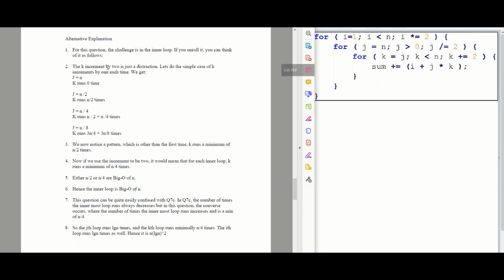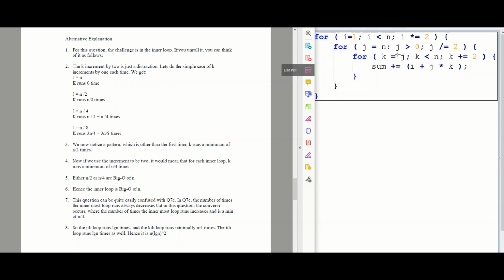So let's say that it increments by 2, but actually this is just a distraction. So let us do the simple case of k incrementing by 1 each time. So when k increments by 1 each time, let's do a little bit of unrolling. When j is equal to n, as in the first case, k doesn't run at all. So k fails the condition, and k runs 0 times.